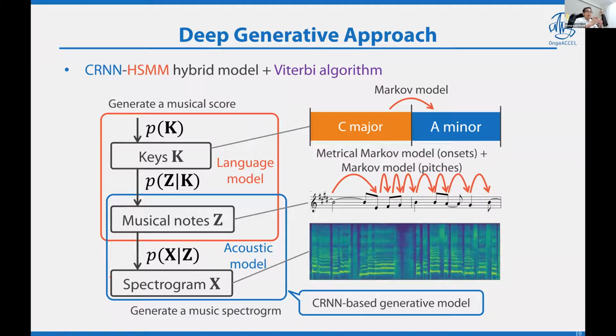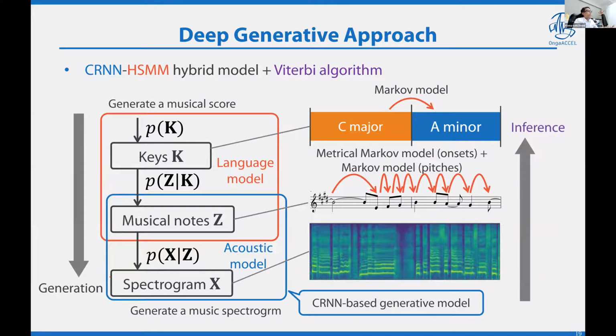We can integrate such a generative model into the unified hidden semi-Markov model, the so-called CRNN-HSMM hybrid model. Once this model is formulated, we can estimate the latent variables, the musical notes and keys in this case, using the Viterbi algorithm. This is a very simple optimization process. So this is generation, and this is inference.